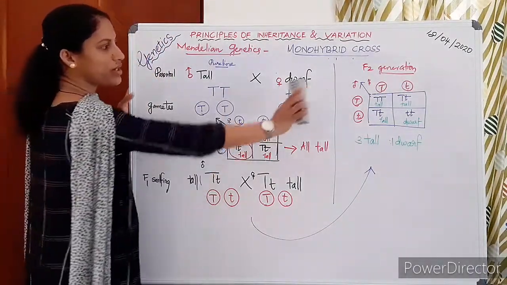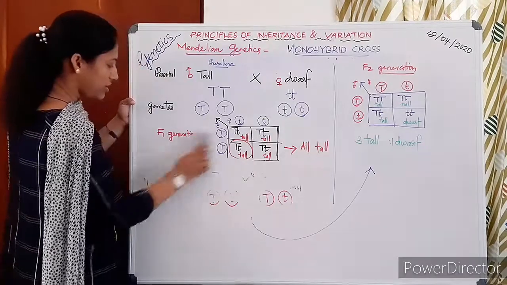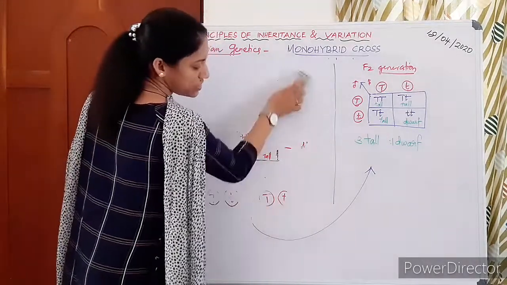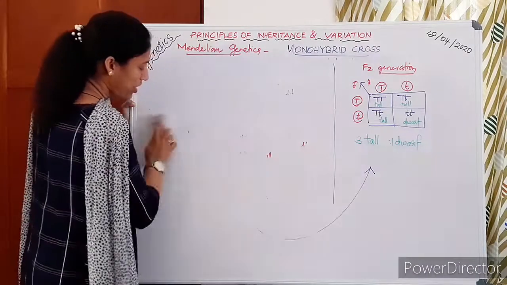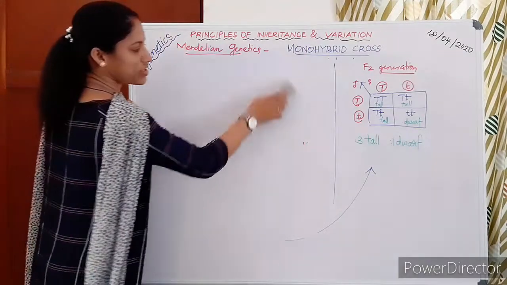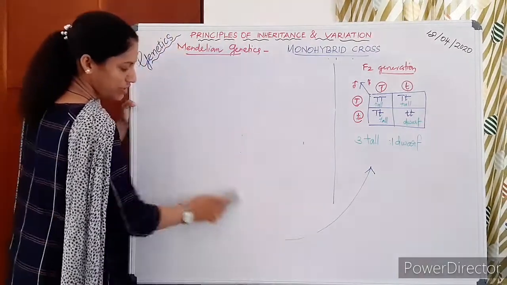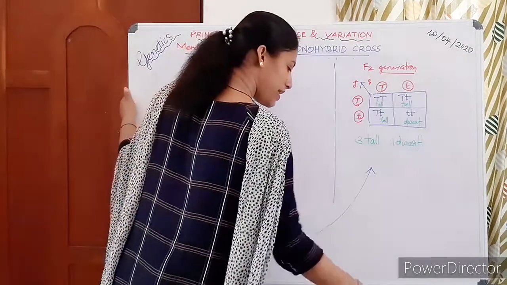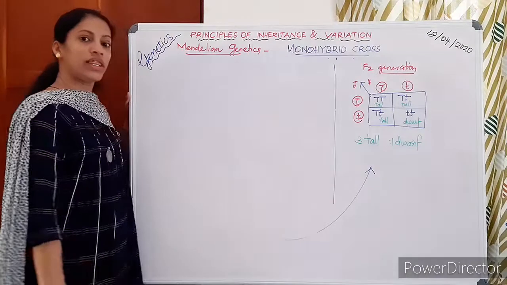I am just removing this part, which I kept just to understand the concepts. So this is the Mendelian first monohybrid cross, tall versus dwarf. All the F1 were tall, whereas in the F2 the dwarf character also appeared. And in order to explain the reason, he proposed the law of dominance and law of segregation.